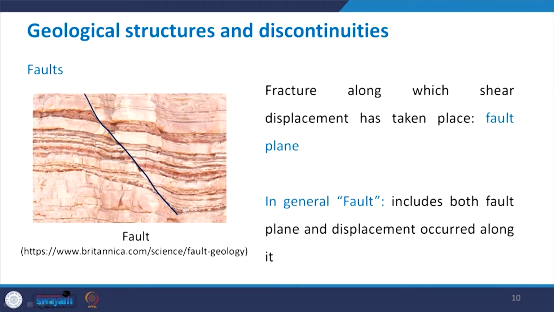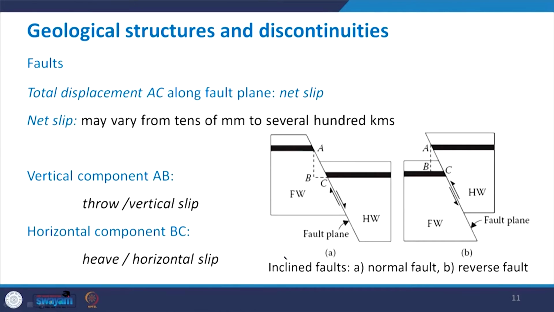So, when we say in general the term fault, it includes both fault plane as well as the displacement which has occurred along it. Now, there can be different types of faults which have been shown in this particular figure, where inclined faults have been shown, two types, normal fault and reverse fault. So, this figure deals with the normal fault and this figure deals with the reverse fault.